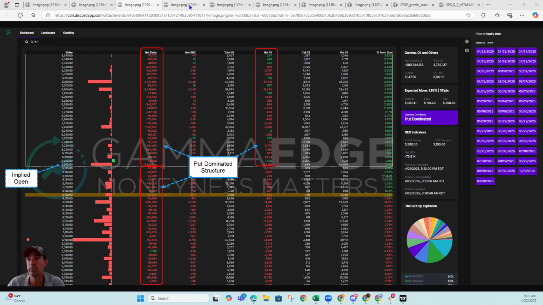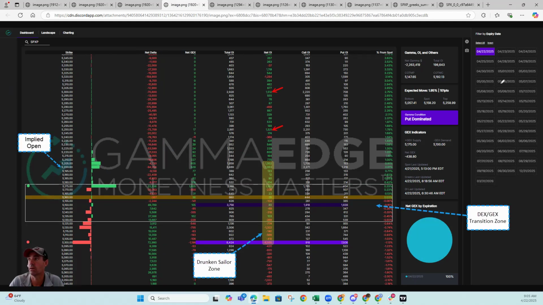We'll move on to the 0DTE SPXP. Obviously, this is a single day expiry. This kind of sets the stage for the day for our daily flows. We are put dominated as we come into this morning. We do denote our implied open is 5,200.